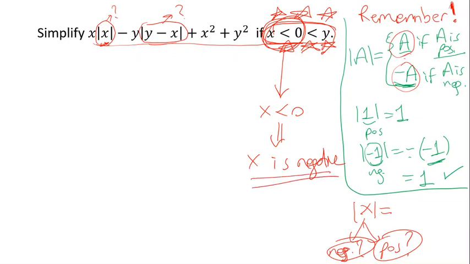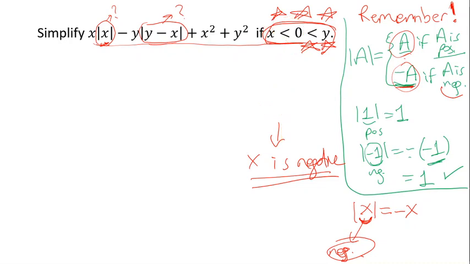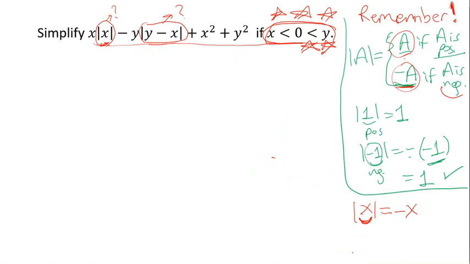If x is negative, then the inside is negative, right? X is negative, so which rule should we apply? In this case, if a is negative, we multiply it with a negative sign. So it's negative x. Now let's look at the other term with the absolute value. The absolute value there is y minus x.